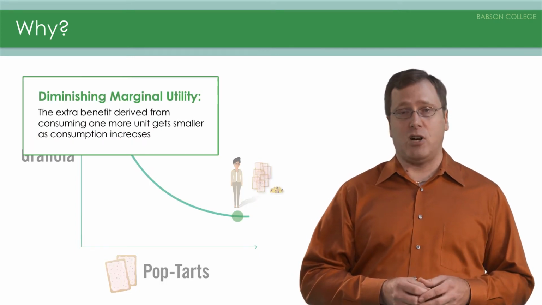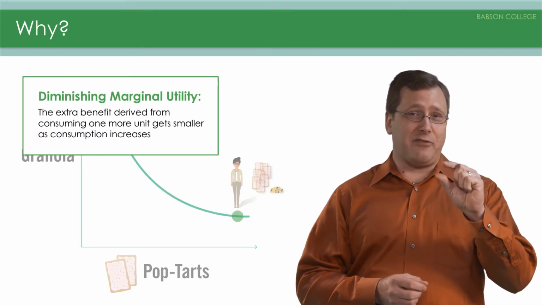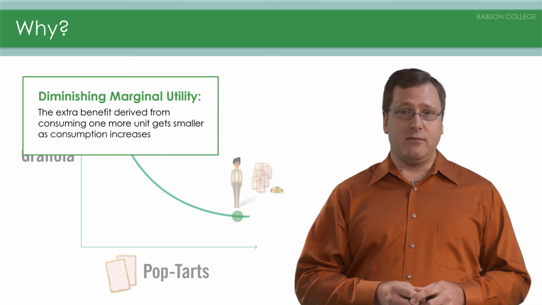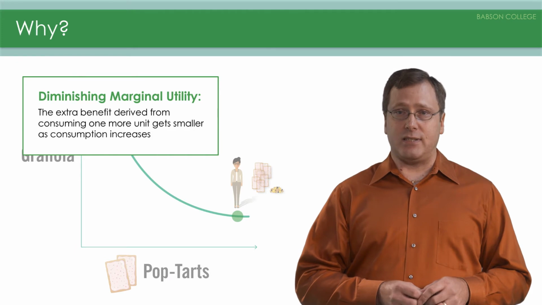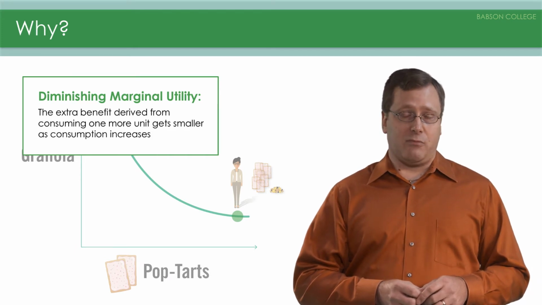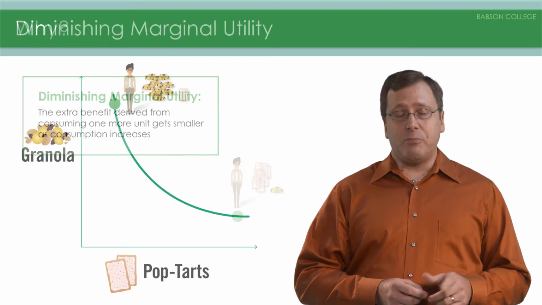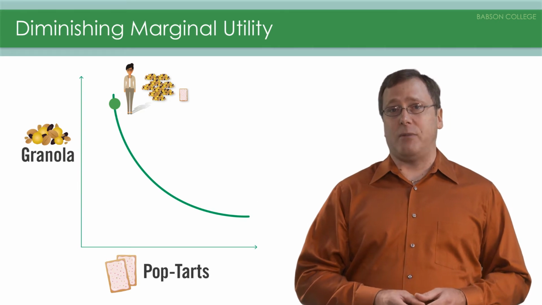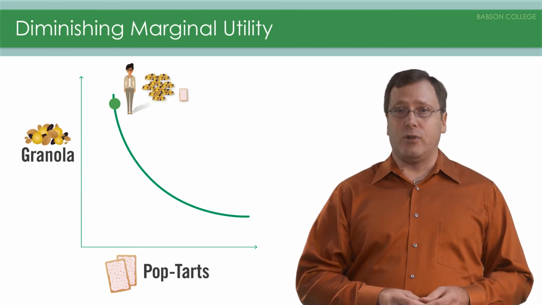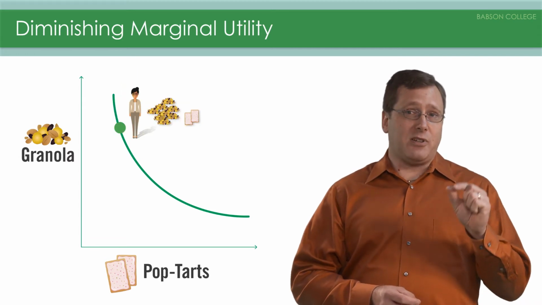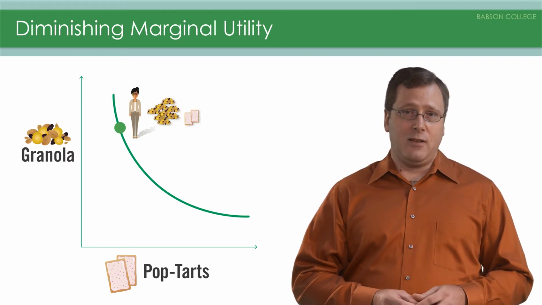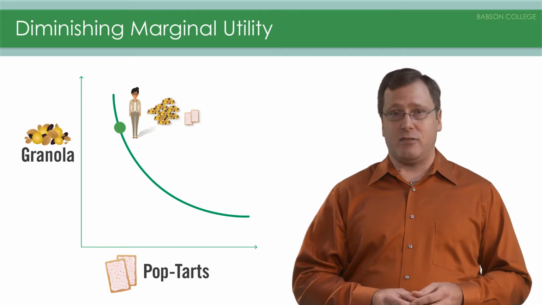Previously, we talked about marginal utility, that extra benefit derived from consuming one more unit, and that marginal utility is getting smaller as consumption increases. The concept of diminishing marginal utility. When a person has a lot of granola and few Pop-Tarts, the last unit of granola did not add very much to total utility, but a little more Pop-Tart would give a lot of utility. And that changes as we move down into the right.